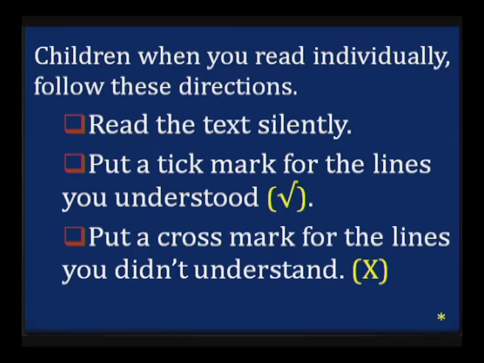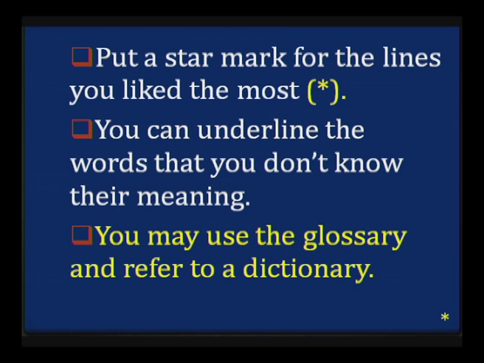Okay children, now open your textbooks on page number 117 and read the poem Chess individually. When you read individually, follow these directions. Read the text silently, put a tick mark for the lines you understood, put a cross mark for the lines you did not understand, put a star mark for the lines you liked the most.